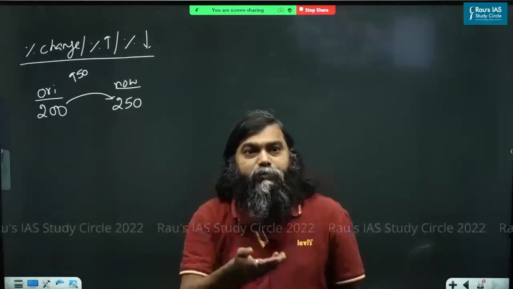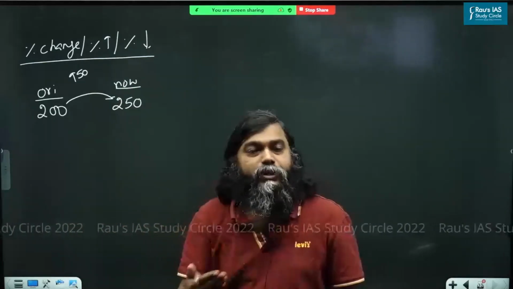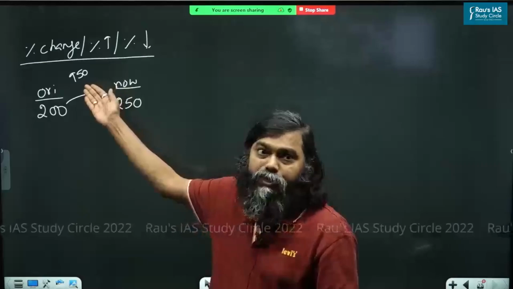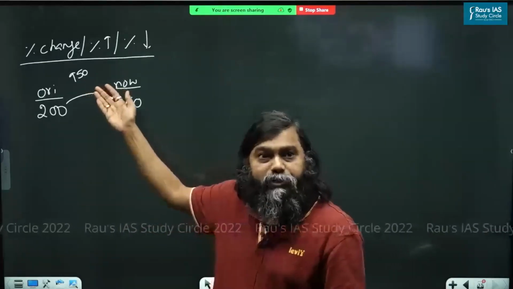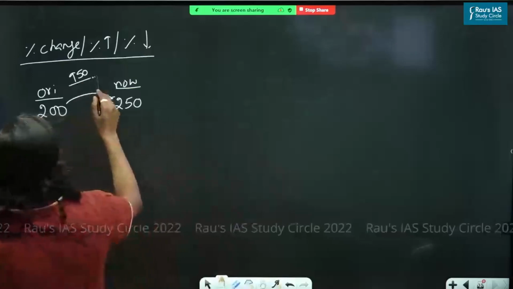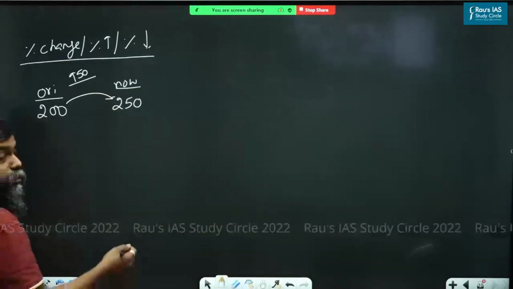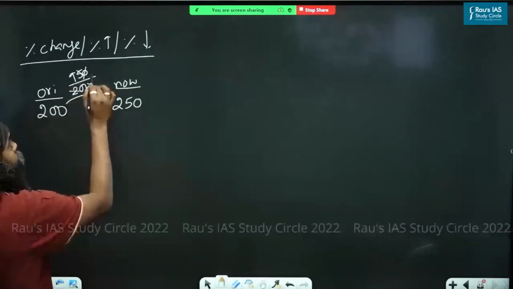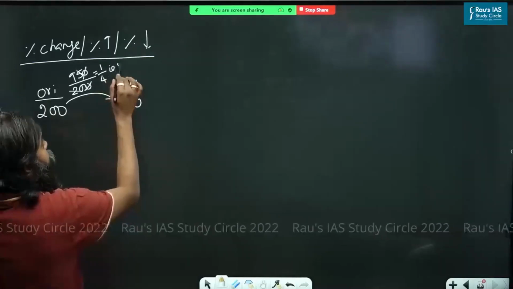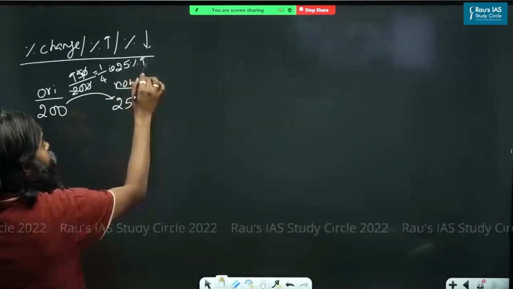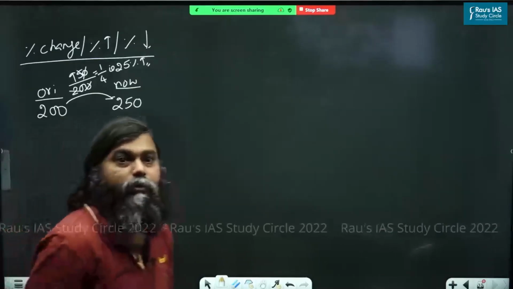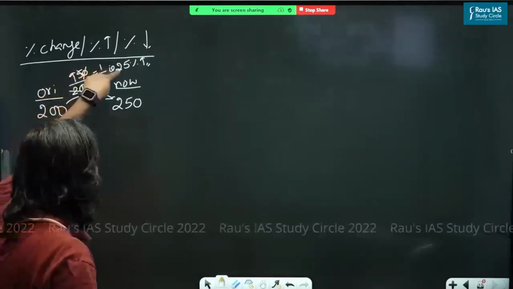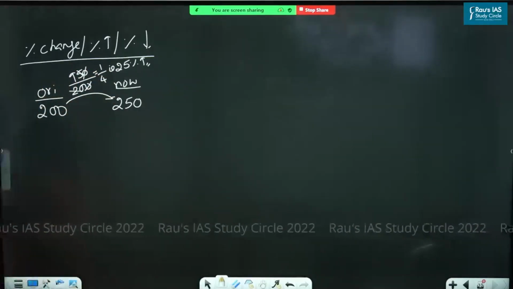My income increased by 50 rupees. But the question asks, your income increased by how much percent? So I have to convert this 50 rupees into percentage form. 50 rupees increasing from where? From 200. Cancelled, 1 by 4. That means my income increased by 25%. So, in this example, 50 rupees is synonymous to 25%.